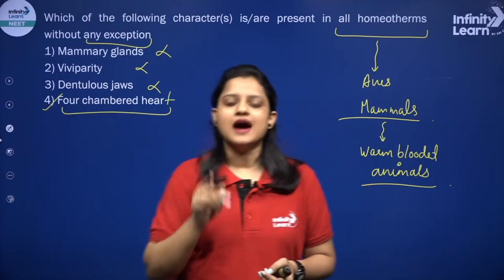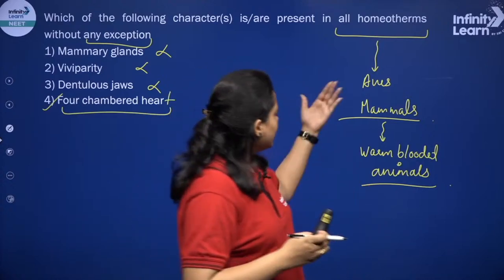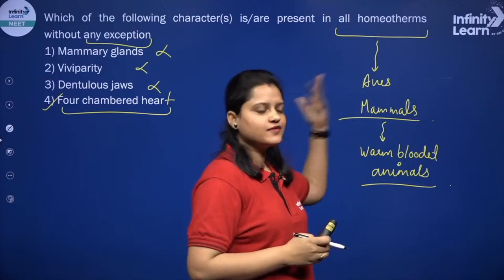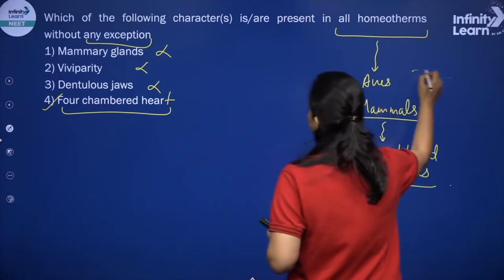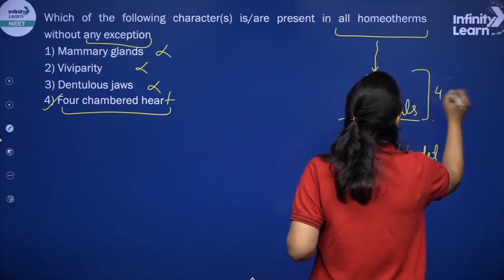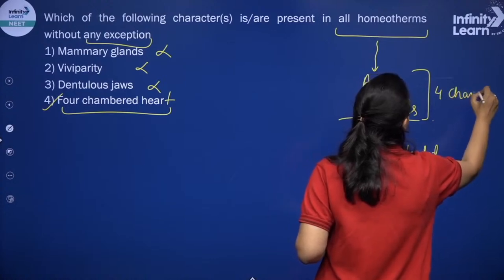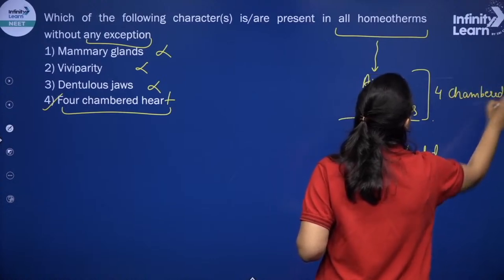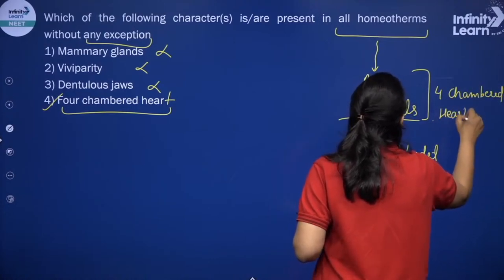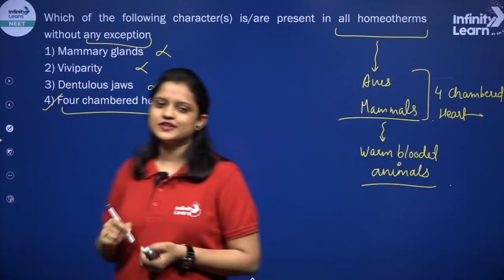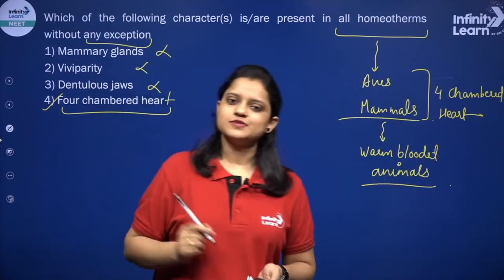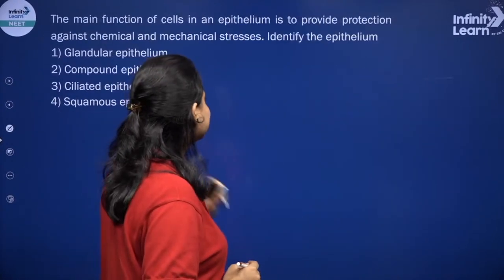Four chambered heart is present in mammals and in aves both. So correct option for this question is four. Okay, four chambered heart. Understood, dear students, why the answer will be fourth one. Now let's move on to our next question.